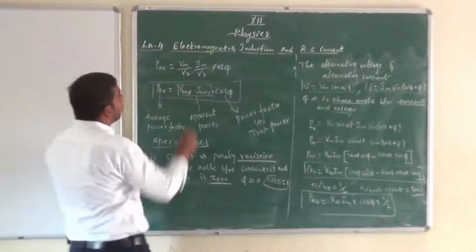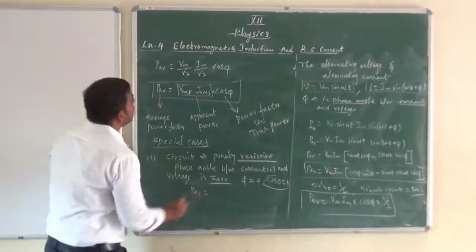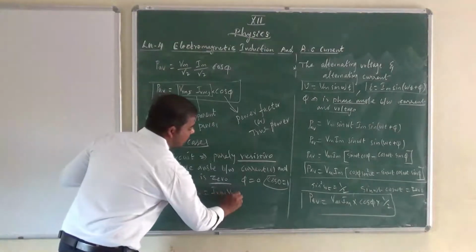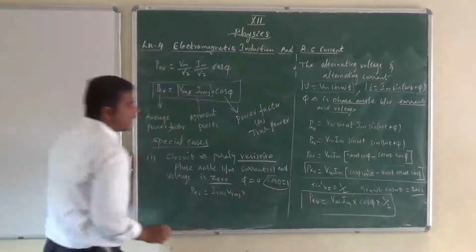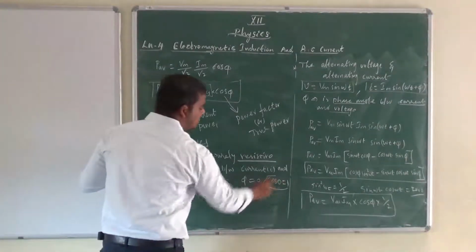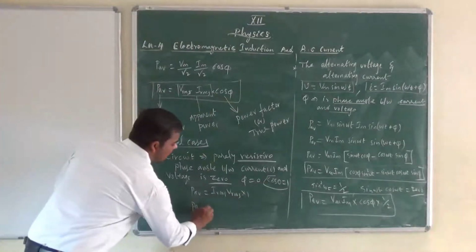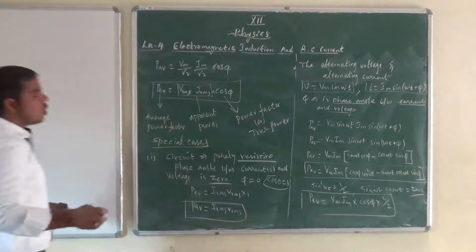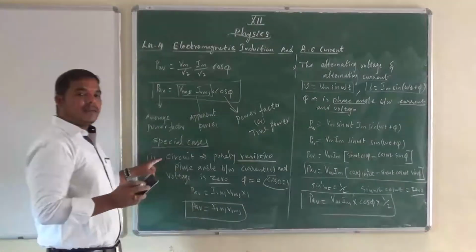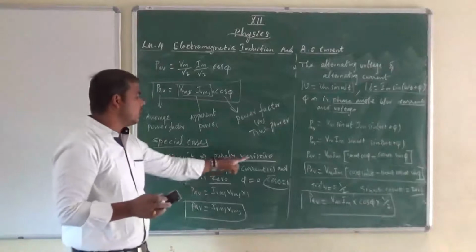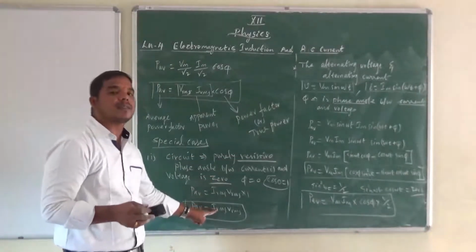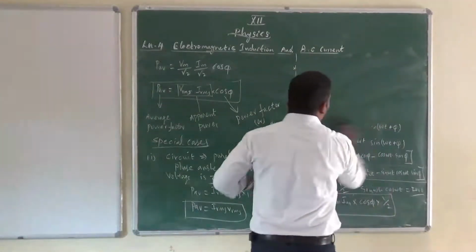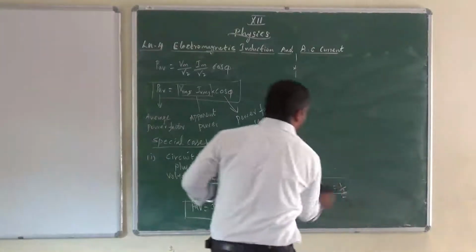So what is the average power we are getting? PAV equals IRMS into VRMS into cos phi. Since cos phi equals 1, we get PAV, the average power, equal to IRMS into VRMS. So the average power can be calculated this way when the circuit is purely resistive: IRMS times VRMS. Important one mark question: they will give the value of IRMS and VRMS, and ask you to calculate the average power.